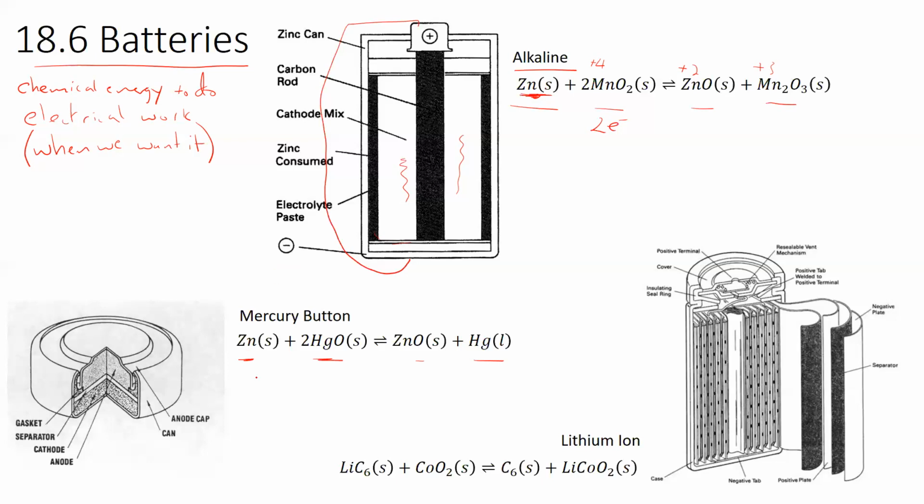So this one is just zinc 2+ being formed. And then also, if you look at this, right, this is going to give you mercury metal. So your mercury here is mercury 2+, right? So the mercury is getting reduced, the zinc is getting oxidized.